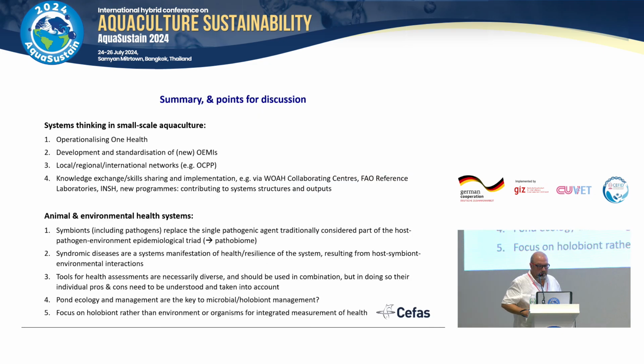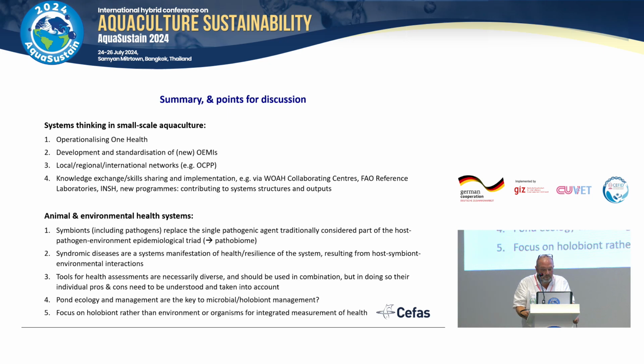So that's it in summary, just for the systems part of it. We need to use ways of operationalizing One Health. These observable and easily measured indicators are, I think, a rich way of taking that forward. The development of local, regional, and international networks, I think, has massive potential. And using those for knowledge exchange, skills sharing, and really importantly, implementation.